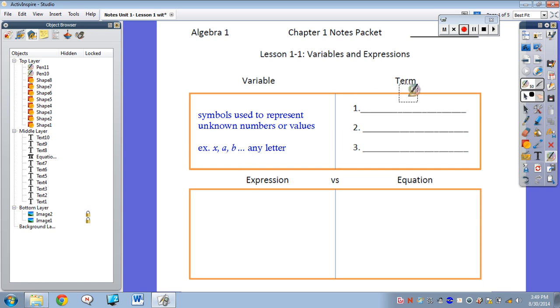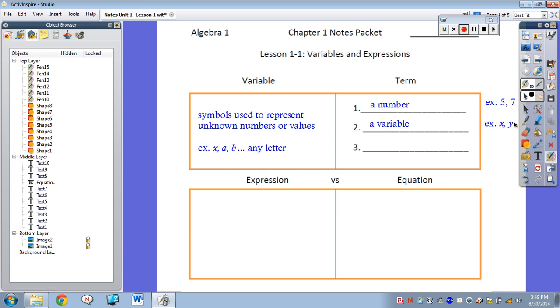Okay, a term can be a number. So like the numbers 5 or 7, for example, each of those are separate terms. A term could also be a variable. So like the variables we just talked about, here we have x and now y, okay, another letter. Or it can be a combination of a number and variable, which is the product or quotient of a number or variable. So product means multiply, and quotient means divide.